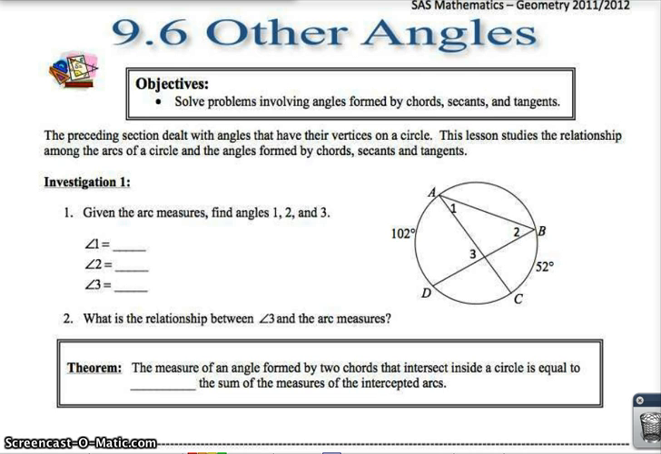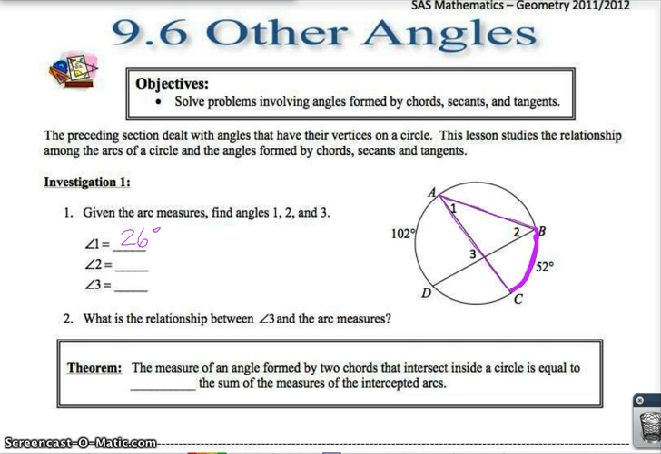Okay, so hopefully you remembered that angle 1 is an inscribed angle, and it's dealing with this part right here, 52 degrees. So if 52 degrees is the arc BC, then we're going to follow that down here to the vertex, which is on the circumference of the circle. So angle 1 must be half of arc BC, so angle 1 must be 26 degrees.